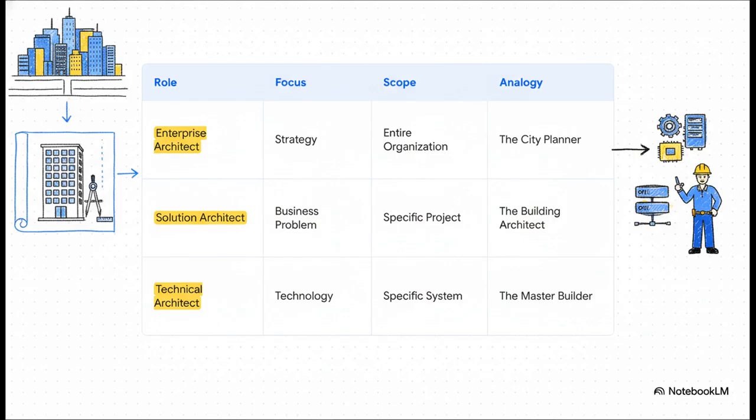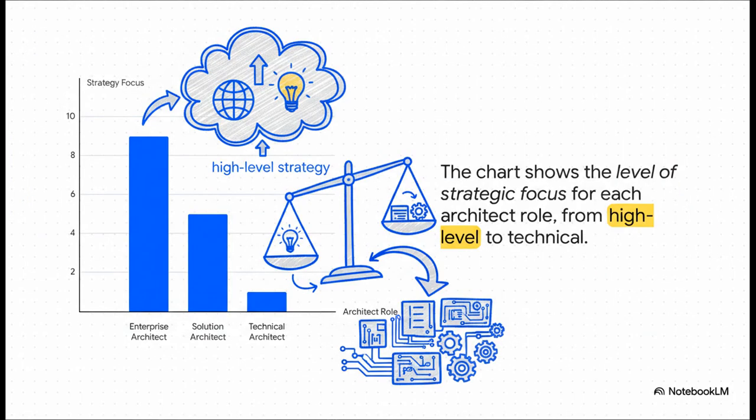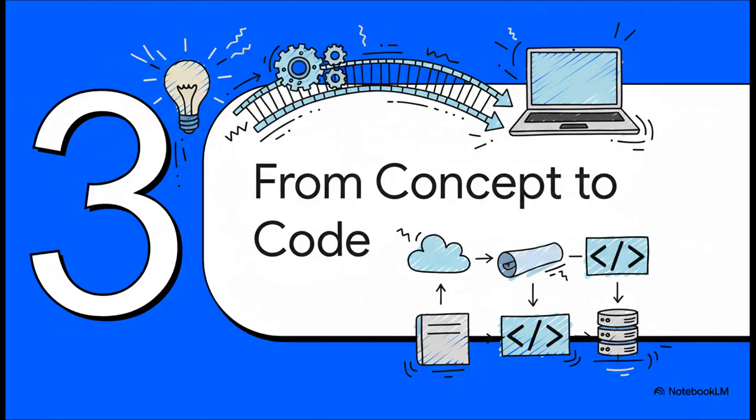And the solution architect? They are the building architect. They're the one designing a specific project that actually fits into the city's master plan and gives that master builder a clear, solid blueprint to work from. And this chart just drives that point home. See? On one end, you've got the enterprise architect, who's all about high-level strategy. On the complete other end, the technical architect is way down in the technology. And the solution architect lives right there in that sweet spot in the middle, making sure the strategy is actually possible to build and the technology being built actually serves the strategy. It's all about balance.